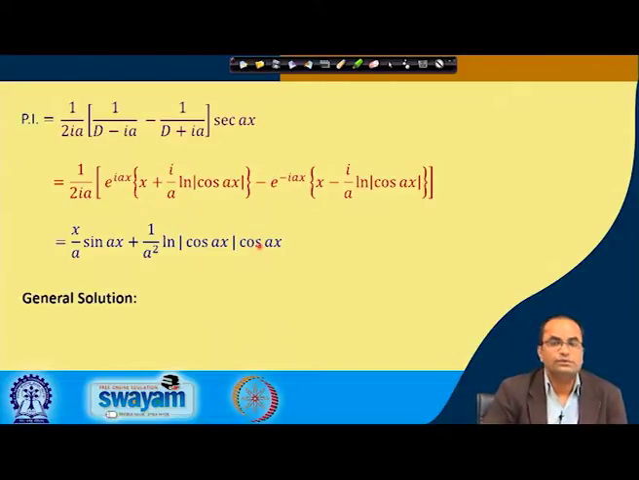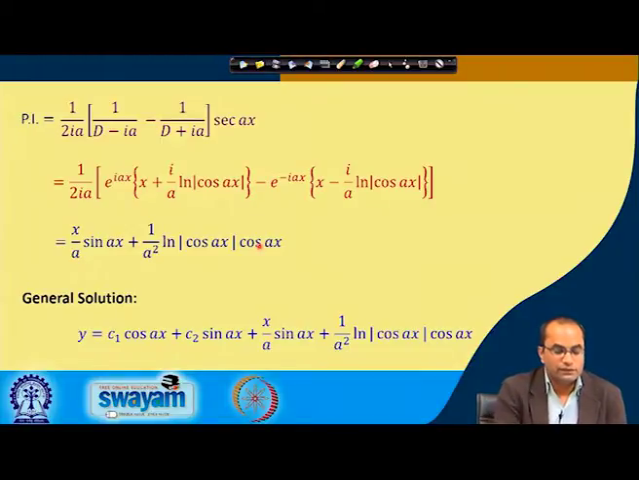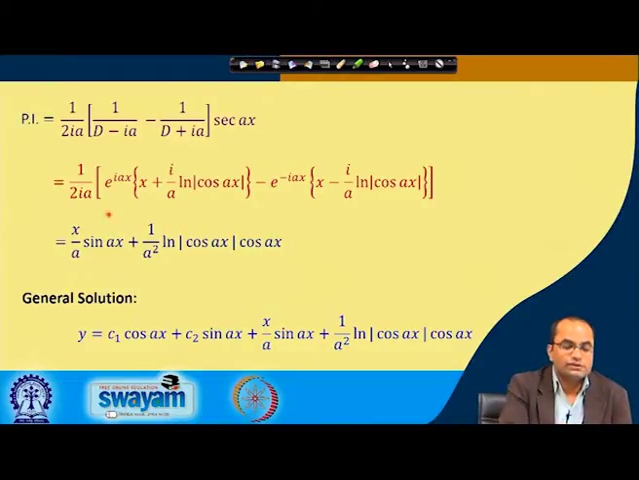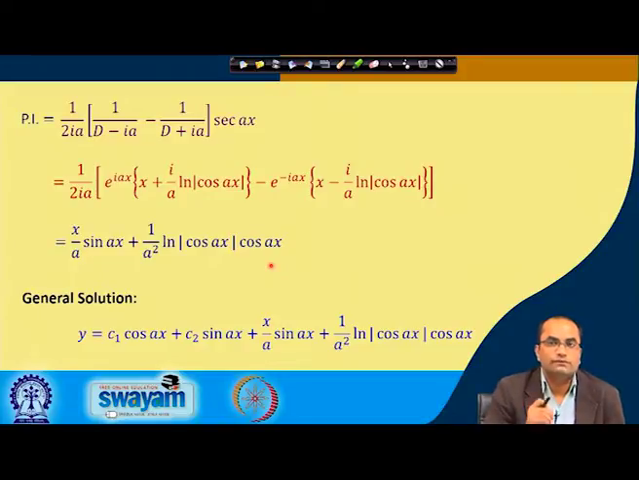So, the general solution now will be the complementary function which we have evaluated earlier, that was C1 cos ax plus C2 sin ax, and this particular integral. So, this is a particular solution of the given non-homogeneous differential equation. When we add the two, we have the general solution of the given differential equation.